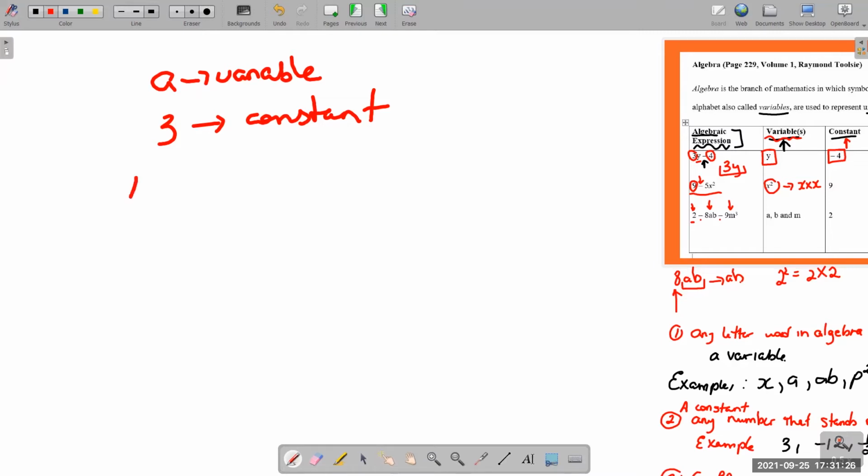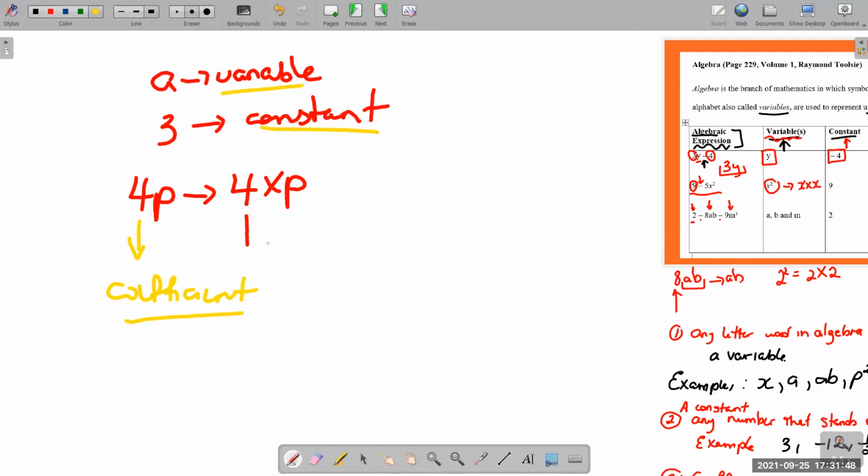So for example, if I had 4p, what you always need to remember is 4p simply means 4 times p. And the 4 in this case is called the coefficient. Obviously, the p would always be called the variable. So those are the basic terminologies that you need to remember. Variable for the letters, constant for the numbers. And whenever you see 4p, remember 4p means 4 times p.